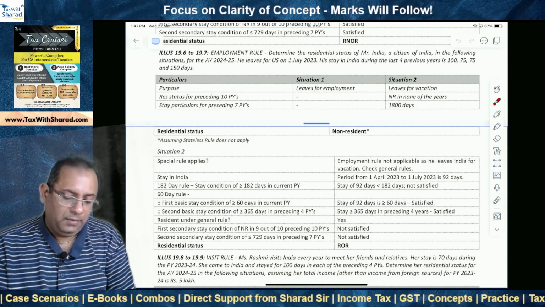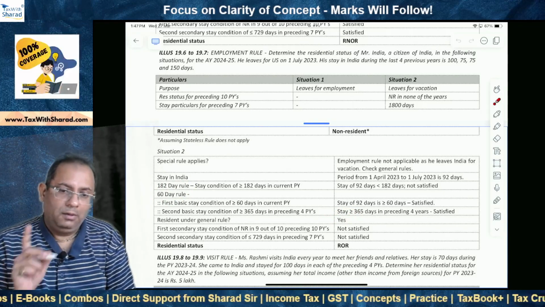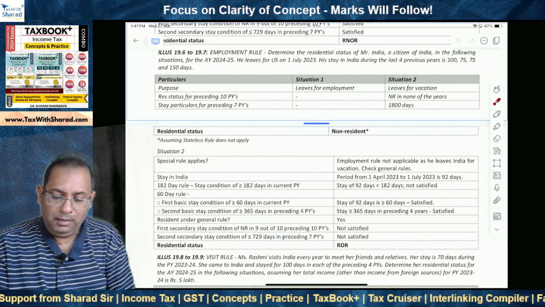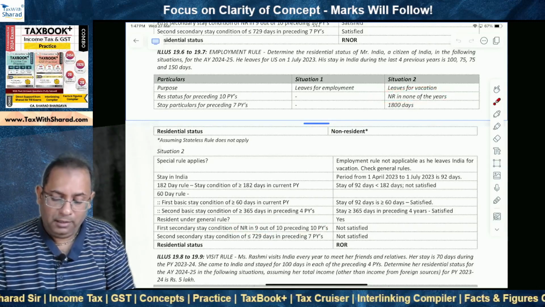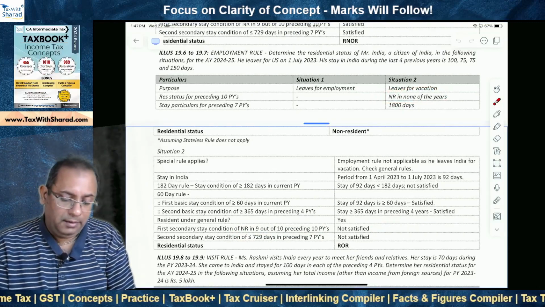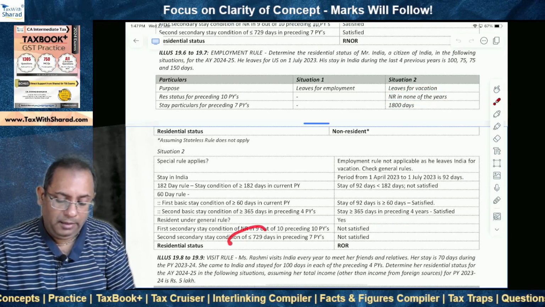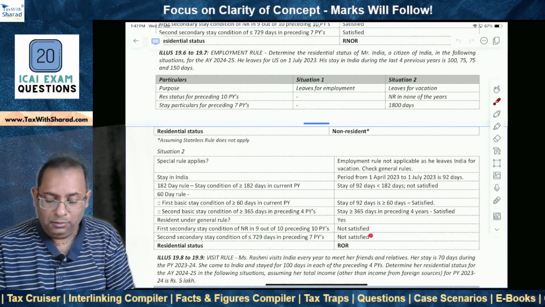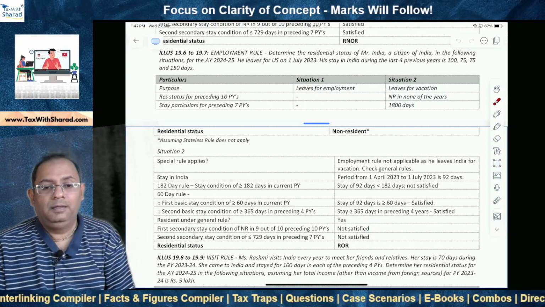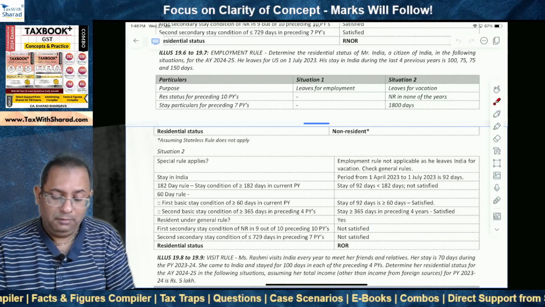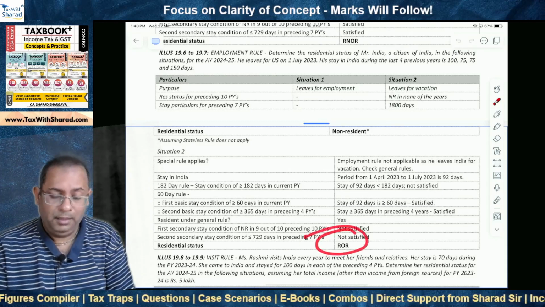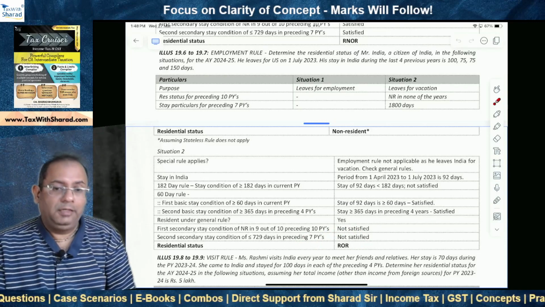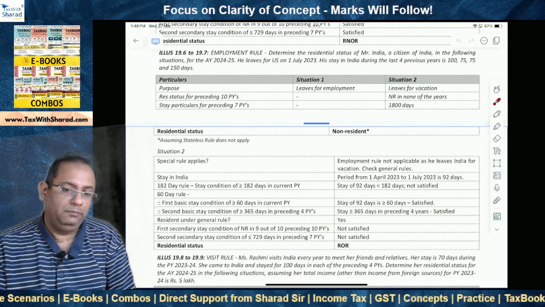Now we will check the secondary stay conditions for determining ROR or RNOR. First secondary stay condition is non-resident in 9 out of 10 preceding years. It is said he is non-resident in none of the years. So that means this condition is not satisfied. The second condition which we will check is 729 days or less in the preceding 7 previous years. But in the question it is given 1800 days. So this is also not satisfied. So none of the secondary stay conditions is satisfied. What this means? This means that the person will not be RNOR. The person will be a resident and ordinarily resident, ROR, under the 60-day rule, under the general rule. Okay, so this is how we will solve the question.